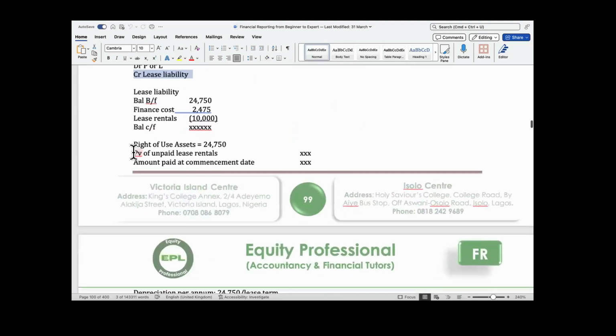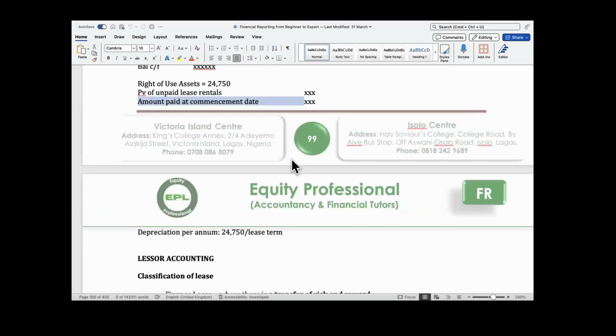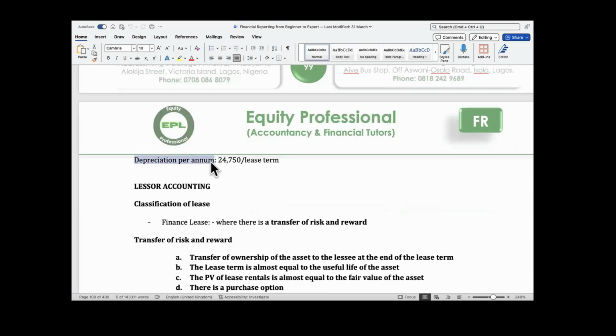Like I told you, for the right of use asset, if there is any amount paid at the commencement date, it will be added to it. And at the end of the year, we simply depreciate the asset per annum. That's for the lessee accounting.